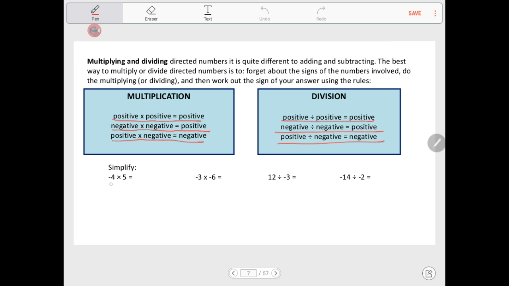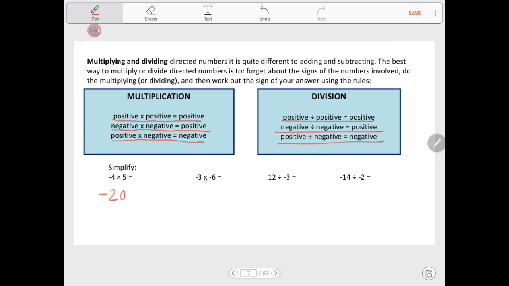Okay, so the first one here, negative 4 times 5. Well, we know that 4 5s are 20, and we've got a negative times a positive. So negative and positive, the signs are different, we get a negative answer.